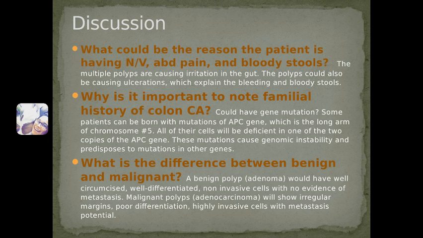So basically, the benign polyps are going to be easy to cut out, and the cells are going to look like other cells, and they're going to be functioning like other cells. The malignant polyps are going to be extremely irregular. They're going to be very hard to cut out, and they're going to be poorly differentiated, which means they don't look like any of the cells that they're supposed to look like in that sample, and they're not going to be functioning like the other cells are functioning.